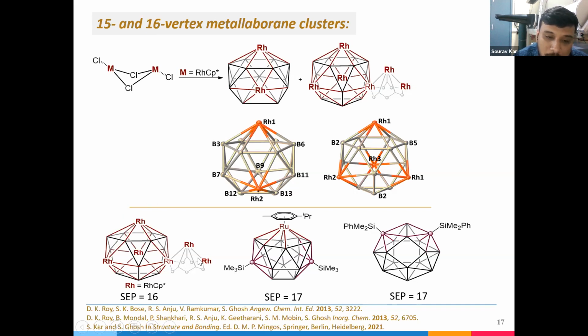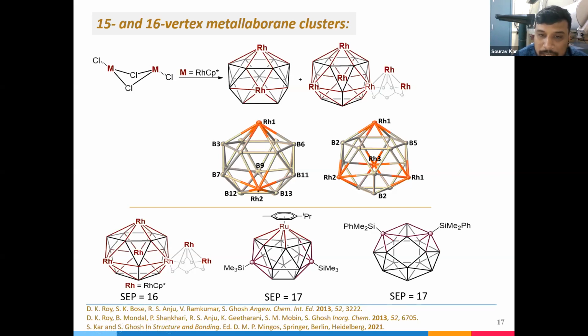So except for the metalloborane, the other two, the metallocarborane and carborane, have 17 skeleton electron pairs. So these two can be considered as closo bonding topology, whereas this metalloborane has 16 skeleton electron pairs. So this can be considered as an isocloso bonding topology.